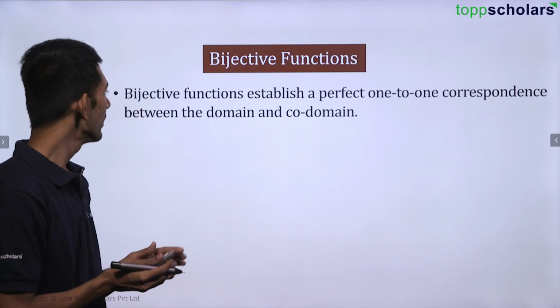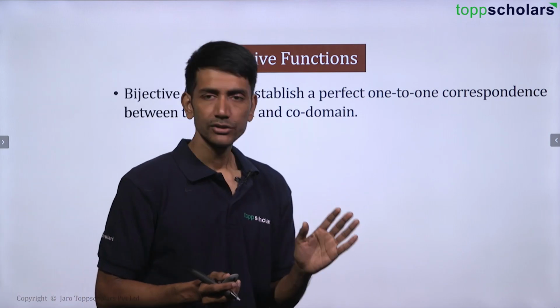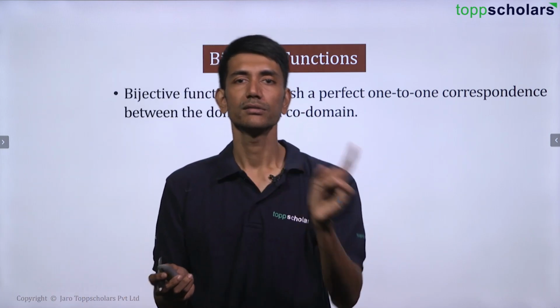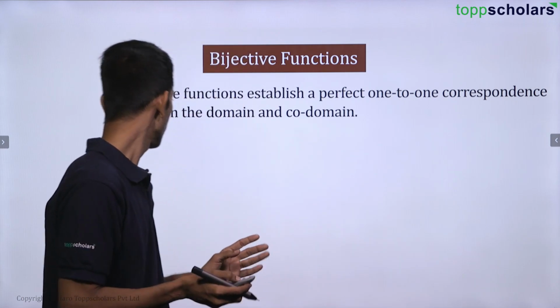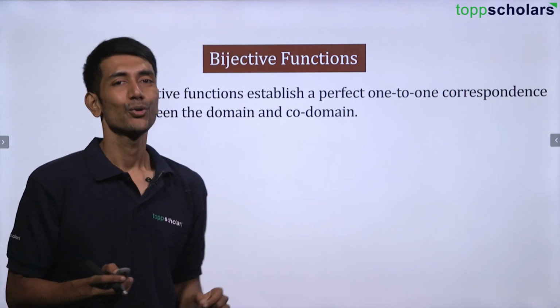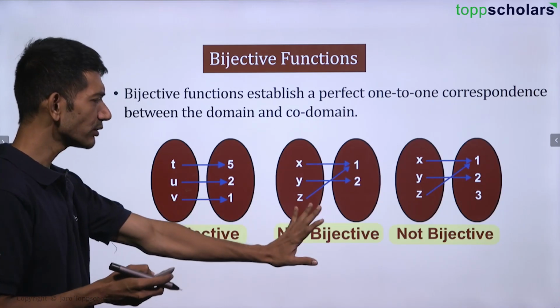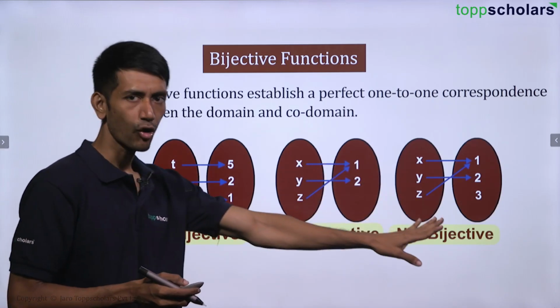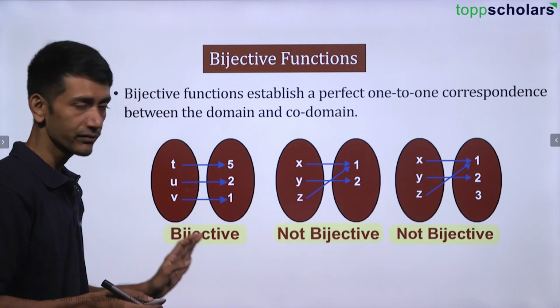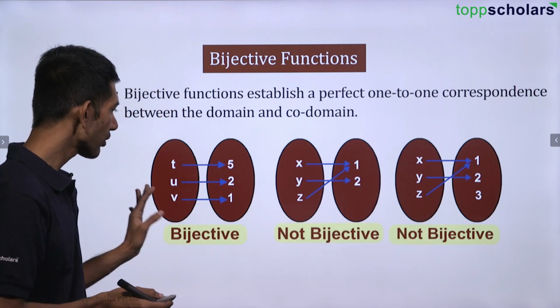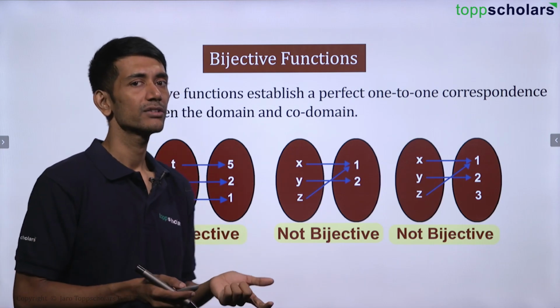So we can say that bijective functions establish a perfect one-to-one correspondence between the domain and the codomain. Here it is, the same example, of course. I hope you have understood why both of them are not bijective and why this is bijective. Please make a note of this because we are going to have some questions based on this as well.